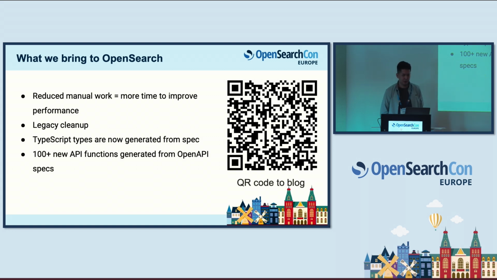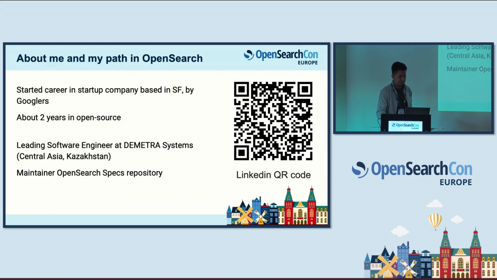TypeScript types are now generated from the spec. We had a problem that the JavaScript client used legacy code, which was harder to maintain. So we created a TypeScript client for OpenSearch 3.0, with more than 100 new API functions generated from OpenAPI specs. Actually, we first wrote it in the Smithy language model, but after one year we transferred it to OpenAPI specs.